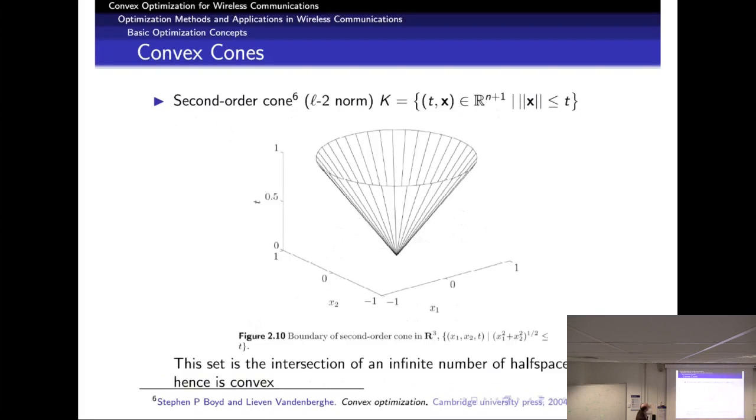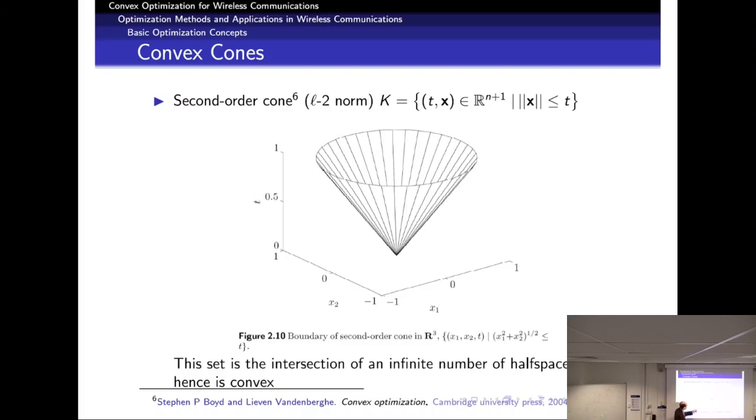Then maybe the most well-known of those cones is called the second-order cone, and you can view this as a form of an ice cream cone. It says, well, if you take the L2 norm of a vector x, you're looking at all the points x, of dimension n, so this is a vector in n dimensions, and all the values of t, which is a positive scalar, such that the L2 norm of x is smaller than t.